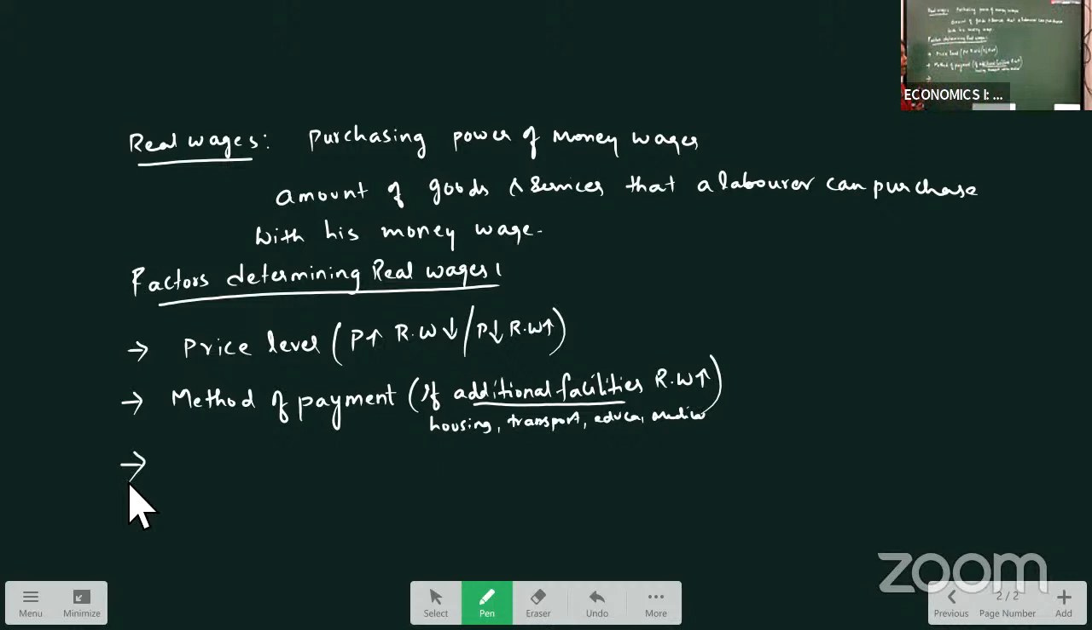Then the next factor which is determining the real wage is regularity of employment.